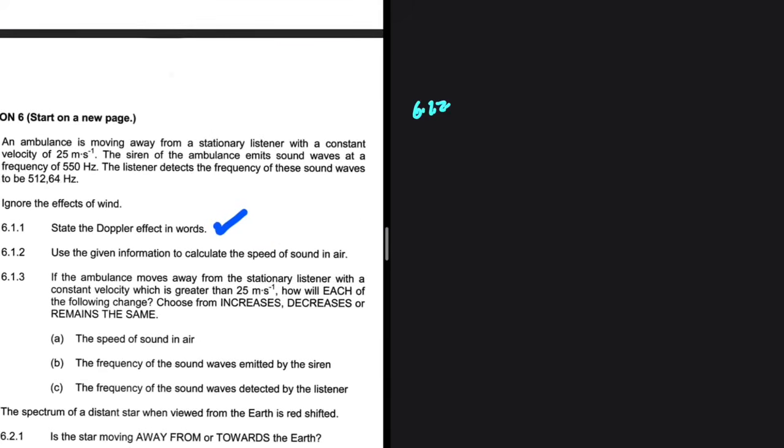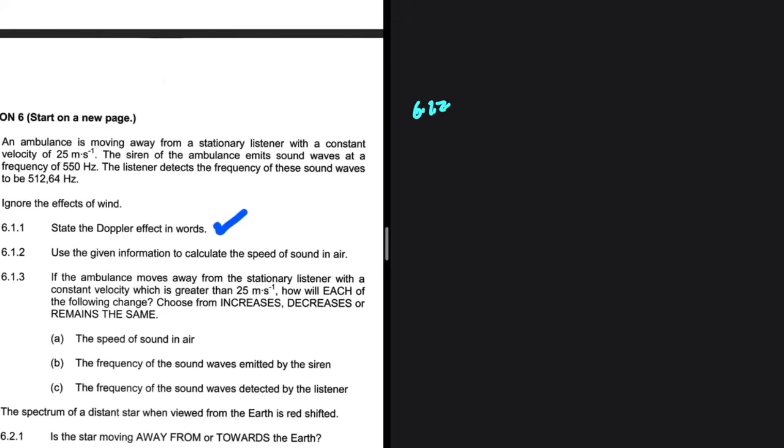6.1.1, state the Doppler effect in words. I'm just going to leave that for you. Let's take a look at 6.1.2. Use the given information to calculate the speed of sound in air. So let's take a look at the information we have.